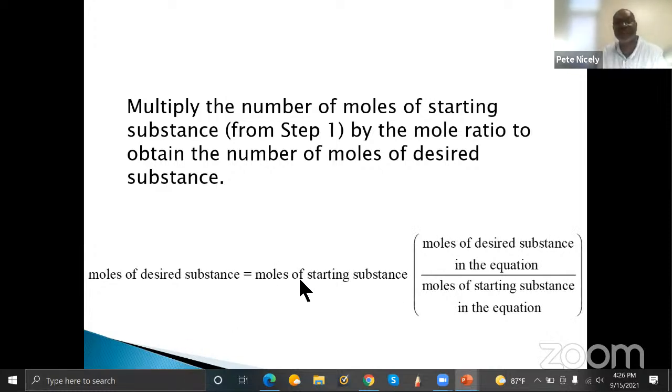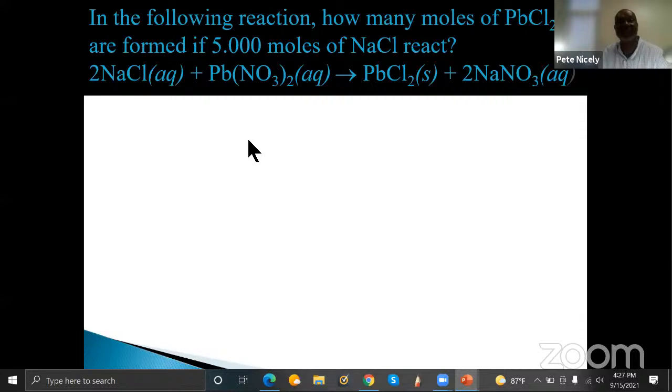You start off with the moles of the starting substance, and you multiply by the appropriate mole ratio, where you have the moles of the starting substance down here as the denominator and the moles of the desired substance in the equation. This part you get from the coefficients, and that will give you the moles of the desired substance. So that's basically how you do that. I think the next slide is an example of that.